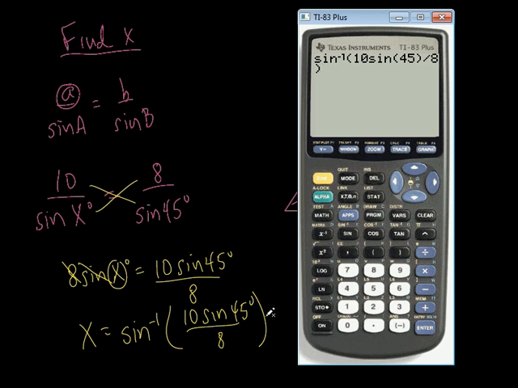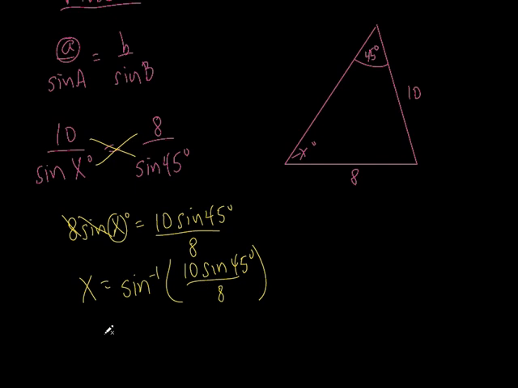You got it? Okay. What's that? All right, so that should be good right there, right? Because there's the inverse sine, 10 sine of 45 divided by 8, close the parentheses, hit enter. Is that the same thing you got on your TI-30? Yeah. So 62.1 to the nearest degree. Okay, so we'll say 62 then.